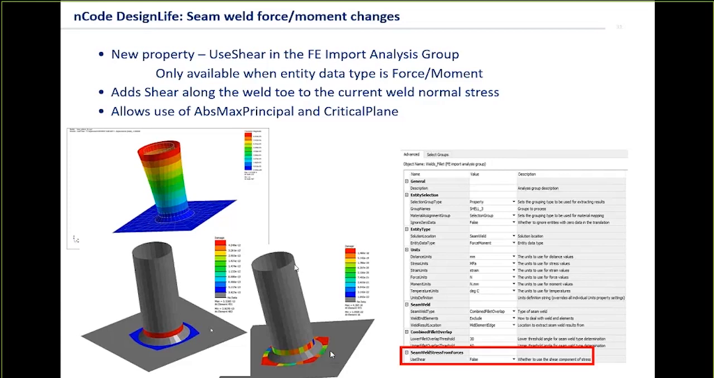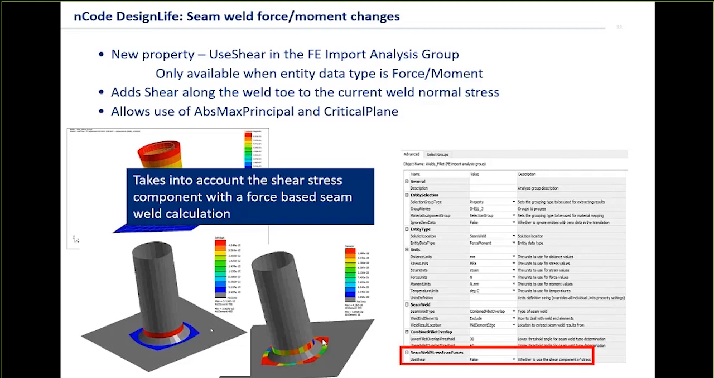So that allows you then to use average, max principal and critical plane to look at the effect of both of those components. So in this example, where you've just got a torsional load applied to this component, you would pick very little damage up with the force method before the shear was added. Now you get a much better result by looking at the shear force as well as the normal. So it adds a little bit more capability to the force moment option. It takes into account the shear stress component for the force-based seam weld calculation.